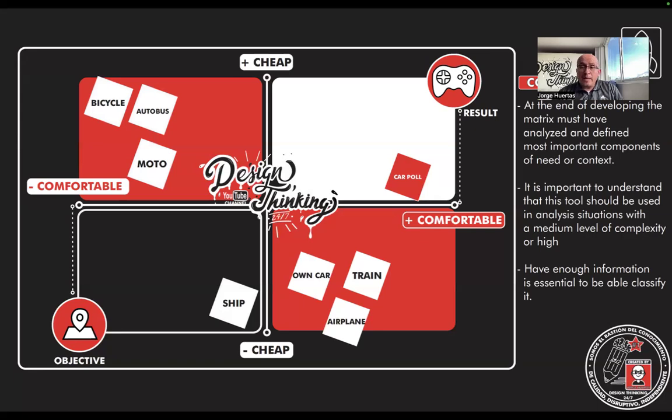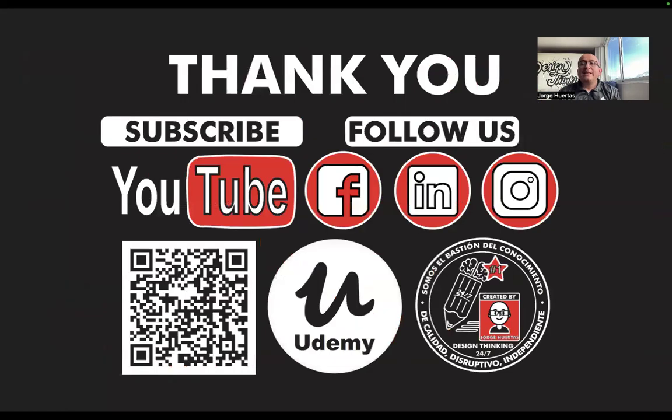Having enough information is essential to be able to classify it properly. I also recommend that because sometimes I could just have 2 or 3 options, but that is not enough. As you can see here, we have more than 8 options. So it is a situation that I could analyze and could be better for the development that I'm making. Please remember, in the axis over here and over here, I could change the criteria and the focus that I'm giving it.